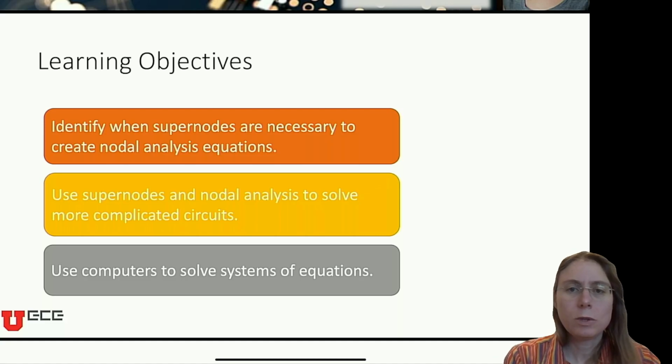Welcome to ECE 1220 at the University of Utah. Today we are going to learn about using supernodes to solve for special situations in the node voltage method.